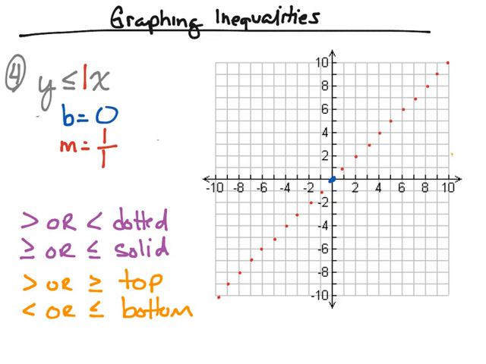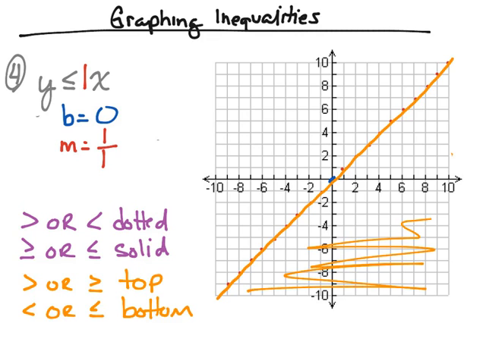Once you have all your points, don't get in a hurry. Make sure you're using the right type of line. Because of the equal sign you see there, we're going to use a solid line. So let's go ahead and connect all of these dots with a solid line. And finally, all we have to do now is add the shading. Because this inequality says less than, we're going to go ahead and shade to the bottom of the line. So everything down here is going to be shaded.